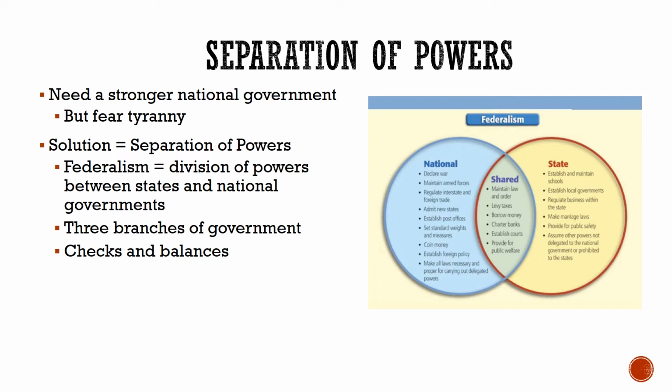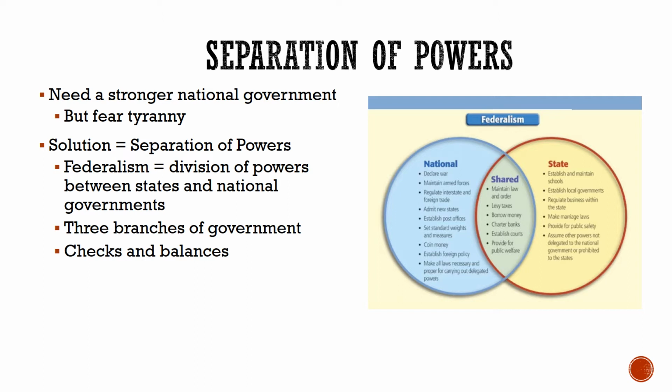When we had the Confederation government under the Articles of Confederation, this is Confederate, meaning that there is a weak national government holding together these powerful state governments. With the Constitution, we switch to federalism. This is a division of powers between the states and the national government. And when you take a look at the diagram here, there are certain powers that only the national government has. And there are certain powers that only the state governments have. And then there is an element of shared powers.